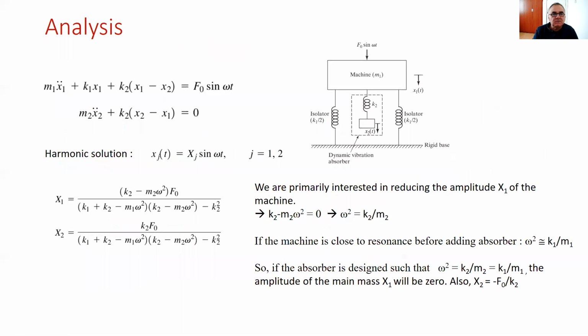Let's analyze this. Let's say that this is your machine, where M1 is the machine mass, M2 is the absorber's mass. The absorber is connected to the main system by a spring, which is K2. The equation of motion is as follows.